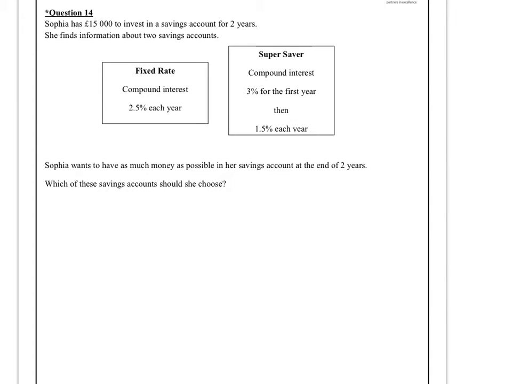Question 14. Sophia has £15,000 to invest in a savings account for 2 years. She finds information about two savings accounts. There's the fixed rate, compound interest 2.5% each year, or the super saver, which gives compound interest of 3% for the first year and then 1.5% each year. Sophia wants to have as much money as possible in a savings account at the end of 2 years. Which of these savings accounts should she choose? So we need to calculate both accounts and see what she'd have after 2 years.